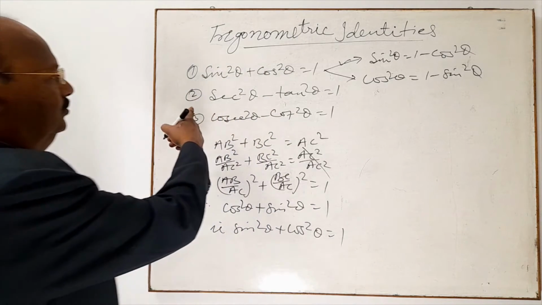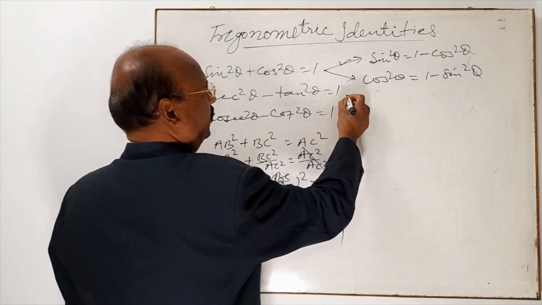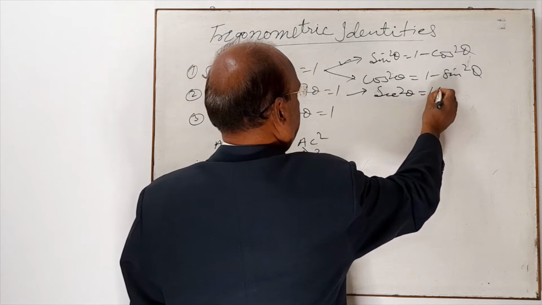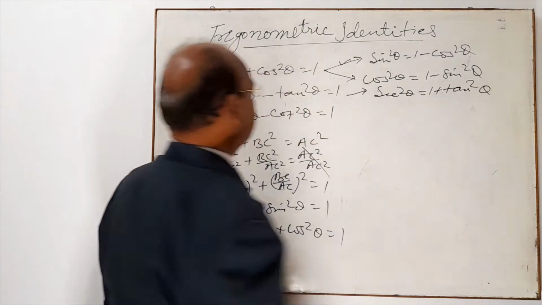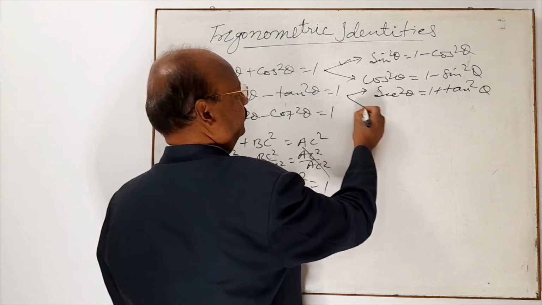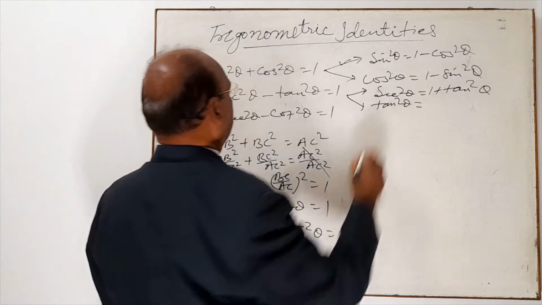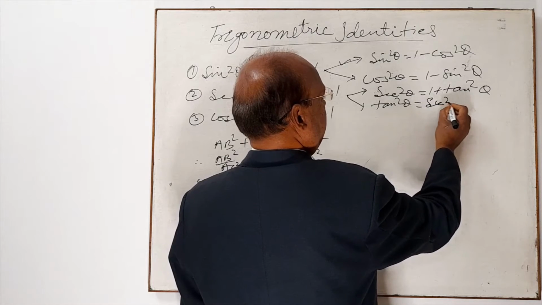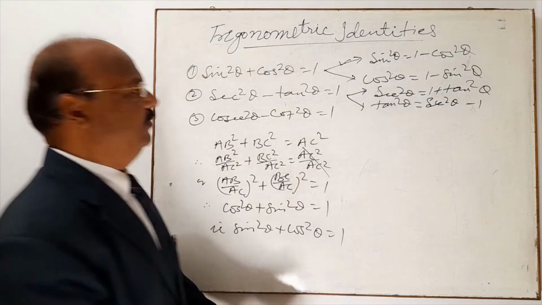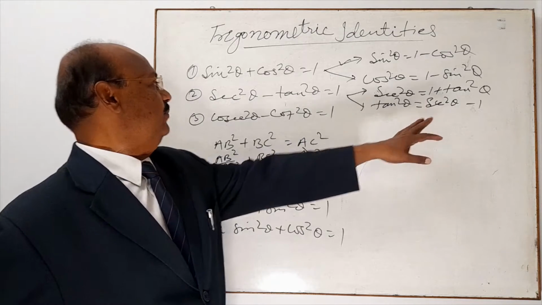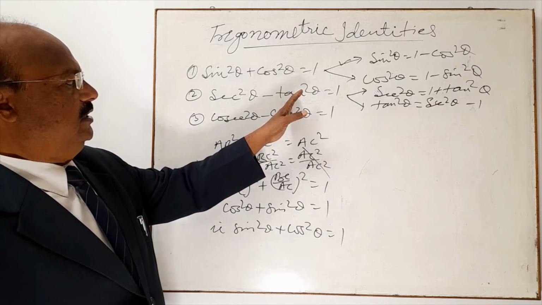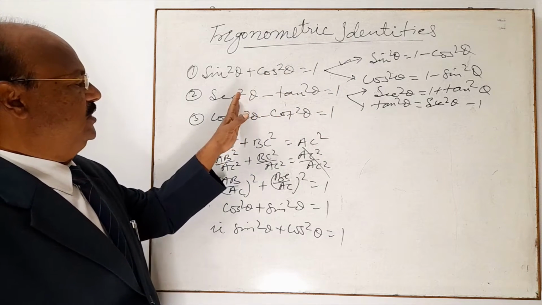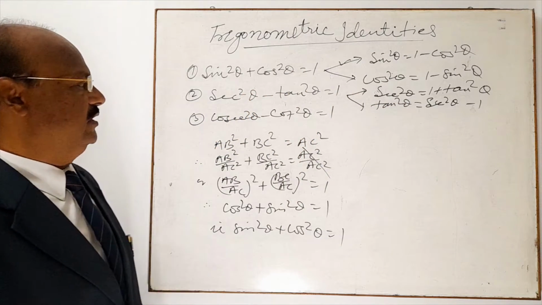Similarly, from this formula number 2, we can write sec square theta is equal to 1 plus tan square theta, or tan square theta is equal to sec square theta minus 1. How we got it? Simply, tan square theta has been transposed to another side and 1 has been transposed to this side. So sec square theta minus 1 is equal to tan square theta.